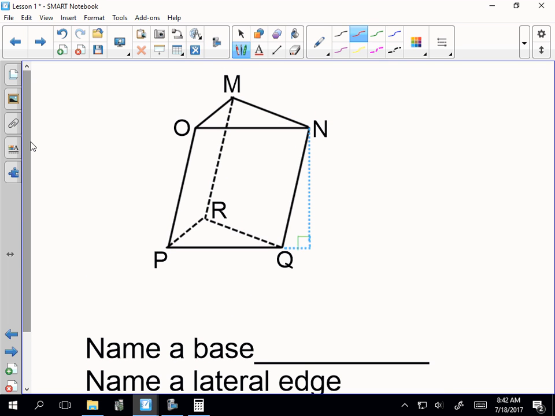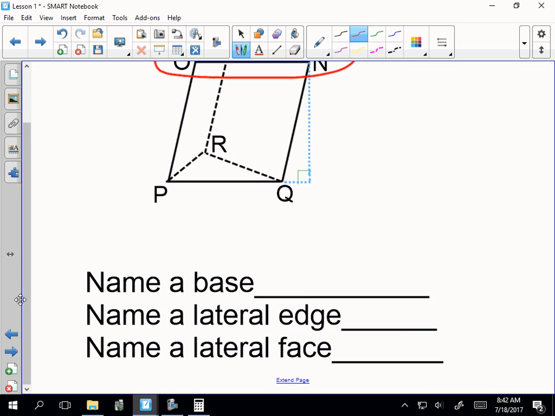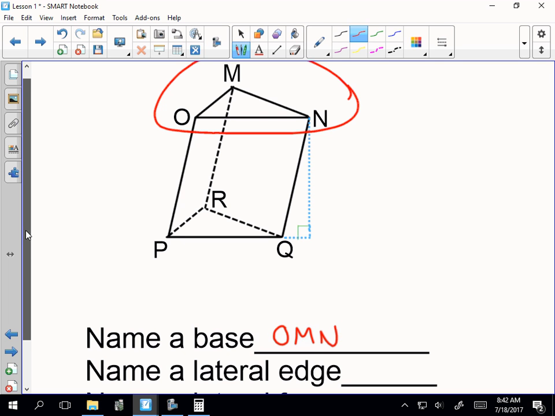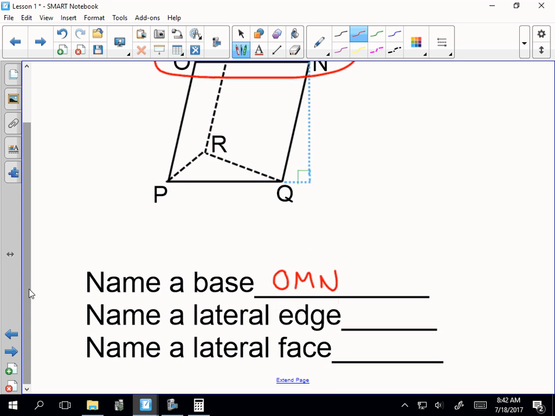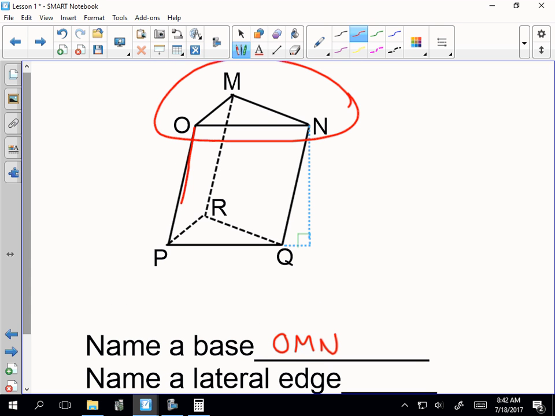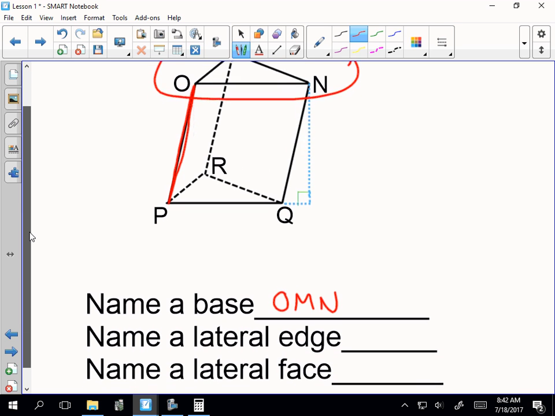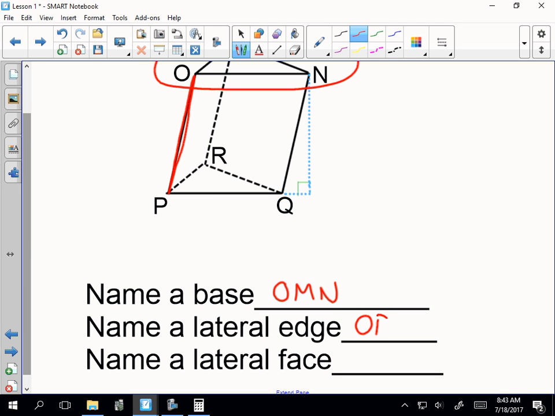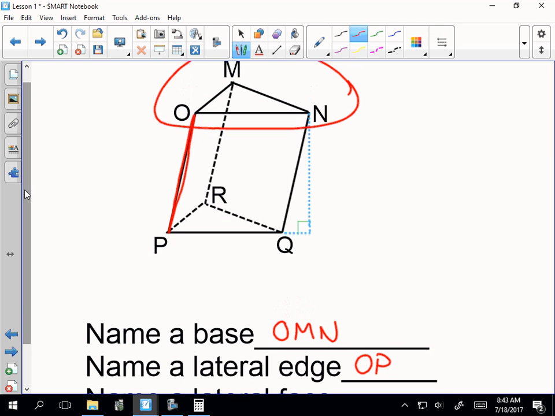Okay, so first I'm going to name a base, and remember there's always two bases, so I'm going to name the upper base here. Once again, pick a point, work either clockwise or counterclockwise around the shape. So one of our bases is OMN. A lateral edge is an edge of the prism, a line segment connecting the similar spots in the two bases. So we've got OP, or PO, is a lateral edge here.